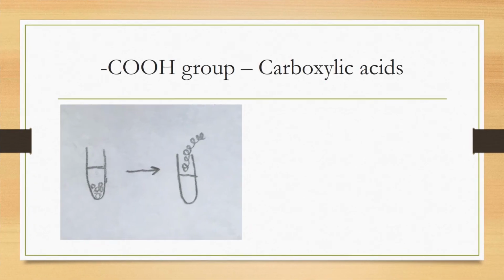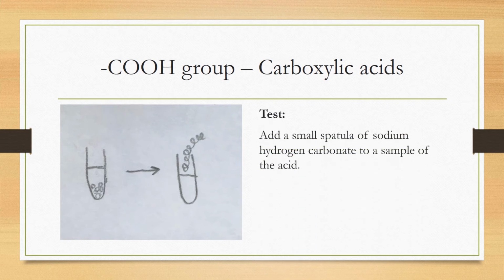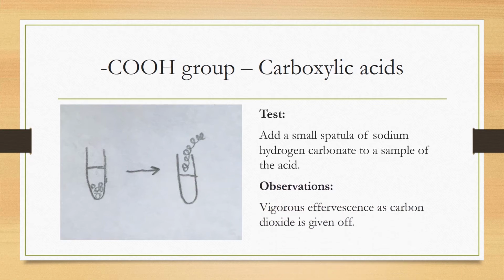We'll now go over the test for the COOH group in carboxylic acids. Add a small spatula of solid sodium hydrogen carbonate to a 2 cm³ sample of the acid. If a carboxylic acid group is present, there will be vigorous effervescence as carbon dioxide is given off.